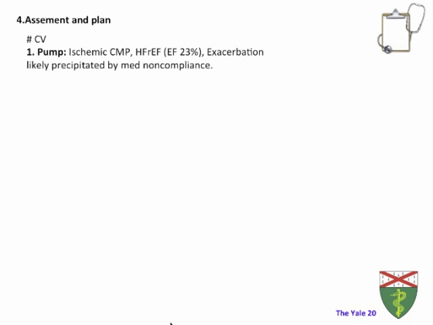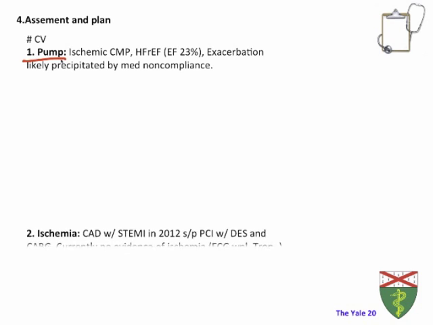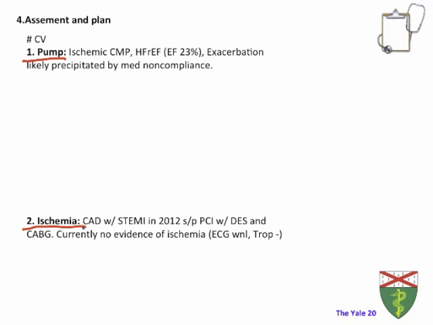Last section is assessment and plan. How do you write it up? If I have a patient with CHF exacerbation or cardiogenic shock, I try to divide it into 3 issues. 1 is the pump. 2nd is ischemia. And 3rd are rhythm problems. And I divide it into those 3 categories because it gives me a clear outline of how to think about this patient. For the pump, I want to mention what kind of cardiomyopathy the patient has.